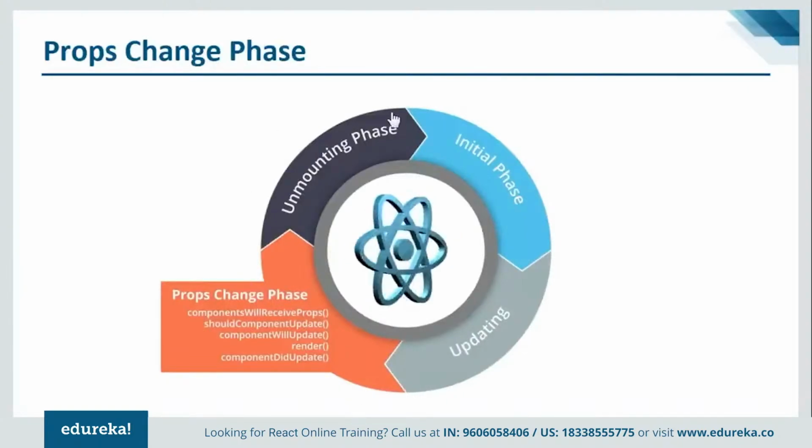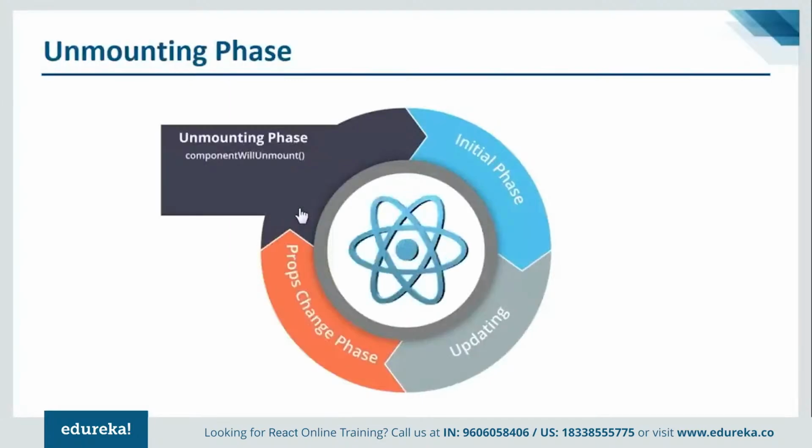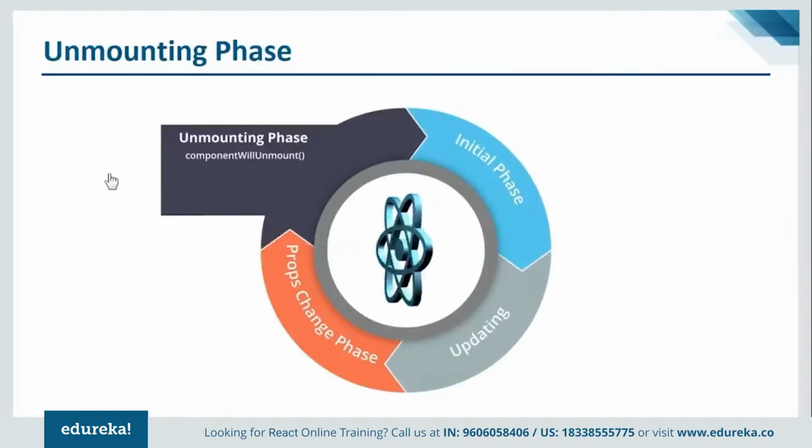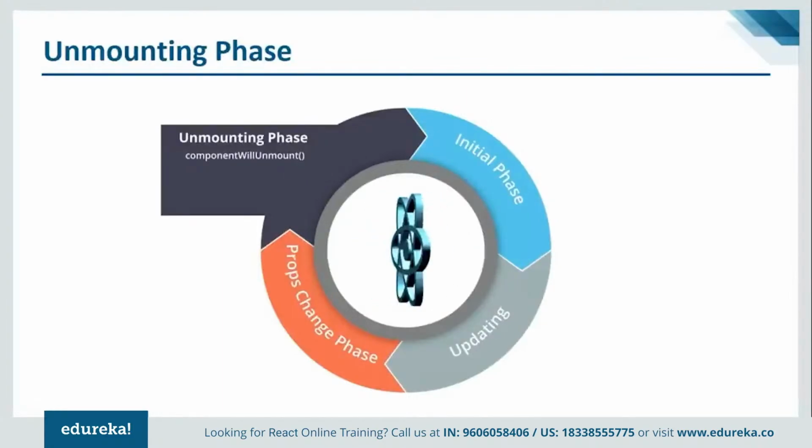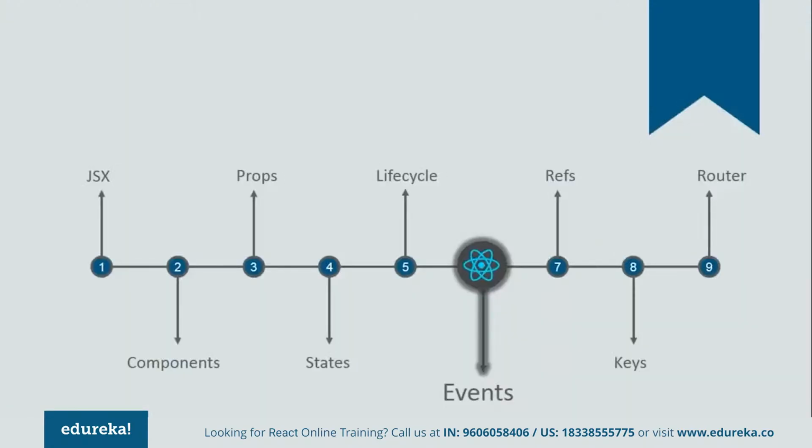Now let's move on to our last phase, that is the unmounting phase. Now this is the phase when the component is destroyed and removed from the DOM. There is only one lifecycle method over here, that is the componentWillUnmount method. You can perform any cleanup related tasks here, such as removing event listeners, stopping timers, etc. After this method gets called, your component is completely removed from the DOM. So here we are done with all the phases of the component's lifecycle along with their methods.